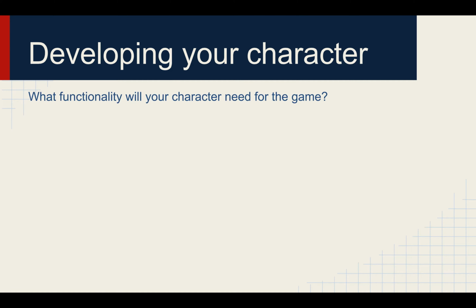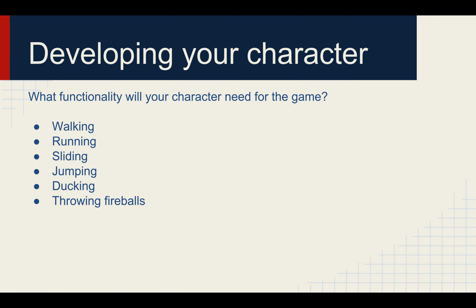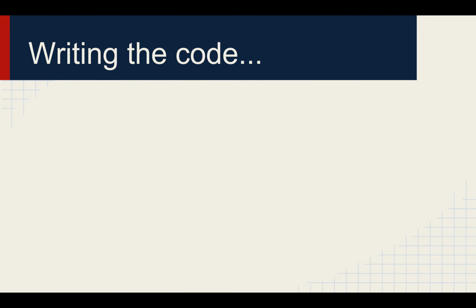So, let's just say, for example, you want to think about developing the character in your game. In this case, let's think about Mario. You want to develop Mario, right? Your character like Mario. What functionality will your character need for the game? Well, Mario likes walking around, running, sliding, can jump, duck, could throw fireballs at creatures, could fly. And there are other functionalities, right? There's a lot of stuff to think about when developing and programming these characters. So what do we do? Like what strategy do we use?